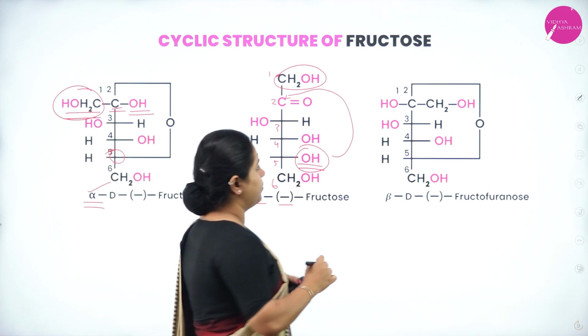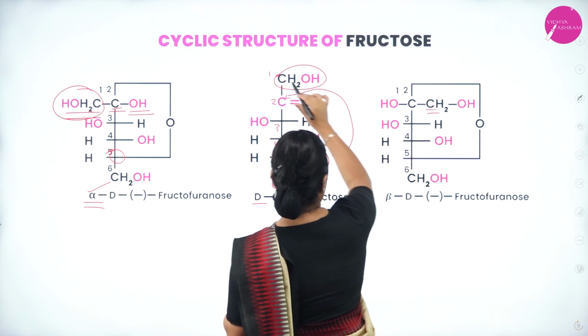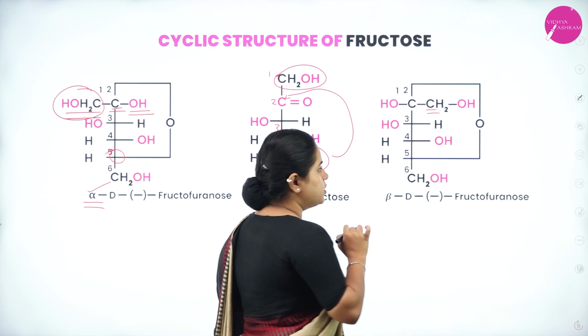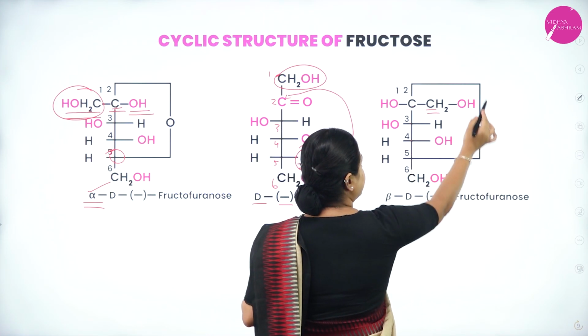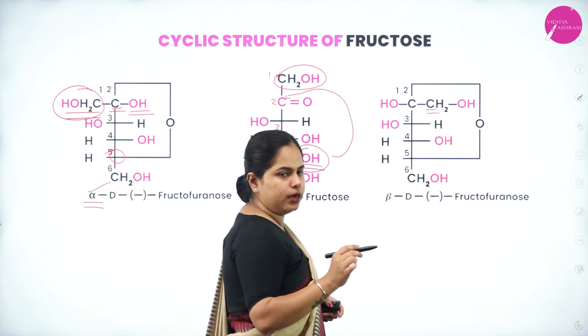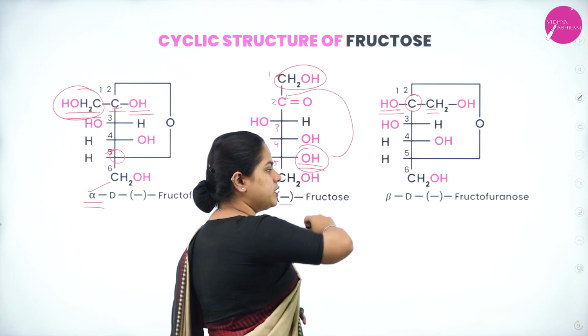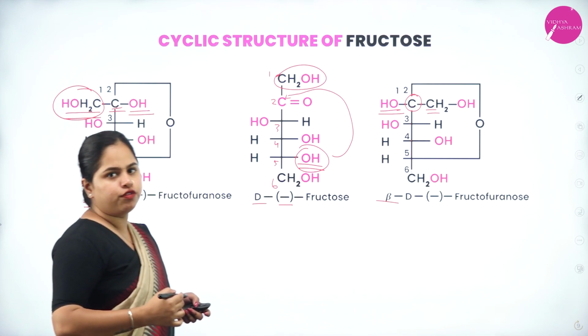Now here you can see, again this is the first carbon atom here. This is second, third, fourth, fifth and sixth carbon atom. Clear? So again the same way the fifth carbon atom and the second carbon atom are forming a bond here. So you can see here this carbon atom has the hydroxyl group on the left side. That is why it is the beta form of fructose.